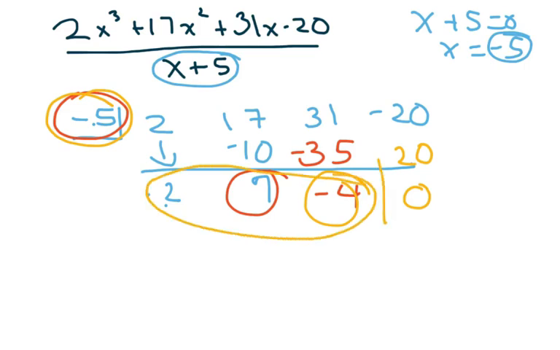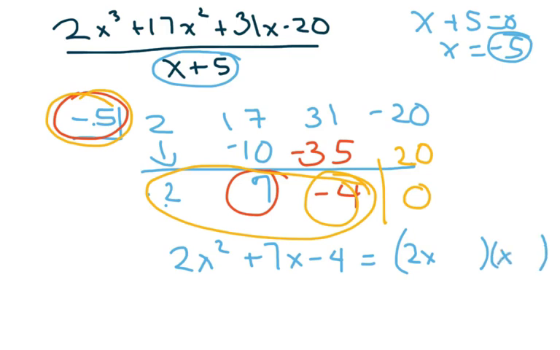So this is your answer here. So this will be 2x squared plus 7x minus 4. We can factor that further. So that's going to be 2x and x. And we need 7, so we can get 4 and minus 1. So that is your answer.